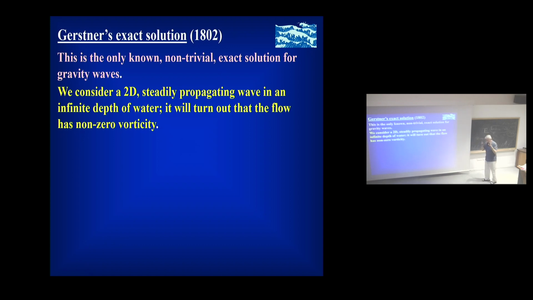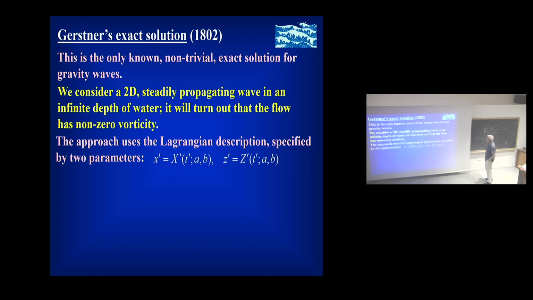So it's two-dimensional. So we've got x and we've got z. It would turn out that the flow, and this is the weird thing about it, has a non-zero and prescribed vorticity associated with the flow. This is where we need to use the Lagrangian description I mentioned yesterday. It is the one occasion only when I will be using it. So we're going to describe the motion of the particles using two parameters, a and b.